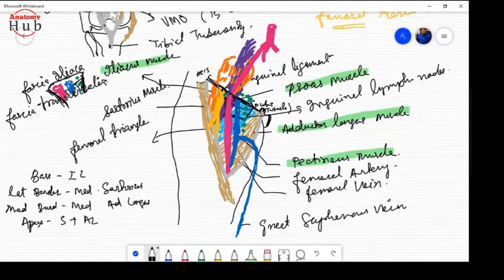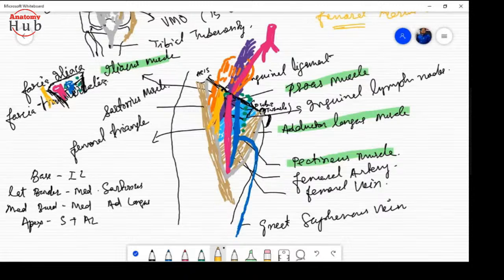Okay, and within that what you'll find? You'll find the femoral artery, femoral vein, and the inguinal lymph nodes. Just outside the femoral sheath you will find the femoral nerve. Remember, the femoral nerve is not a content of the femoral sheath. Fine. Now here what will happen?